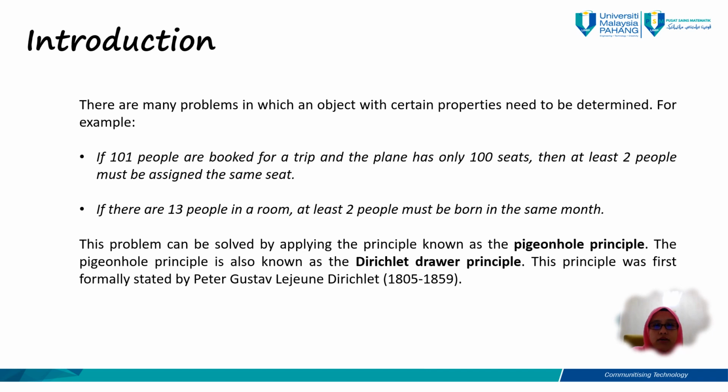There are many problems in which an object with certain properties needs to be determined. For example, there are 101 people booked for a trip and the plane only has 100 seats. That means at least 2 people must be assigned to the same seat. Another example: there are 13 people in a room. That means at least 2 people must be born in the same month.